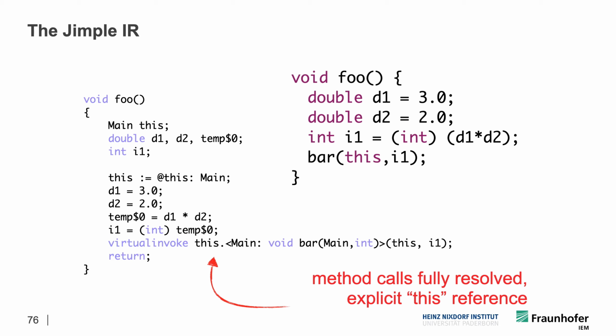Another important point is that method calls are always fully resolved. So for instance here, you see that bar is called on something, but you don't really know on what. You have to have implicit knowledge about this. But here you know that it's being called on this. And you also know that it's the bar method declared within a class called main. You couldn't see this just by looking at the method here because it's implicit from the class name, but it is explicit in this method call reference that you will see in Jimple code.